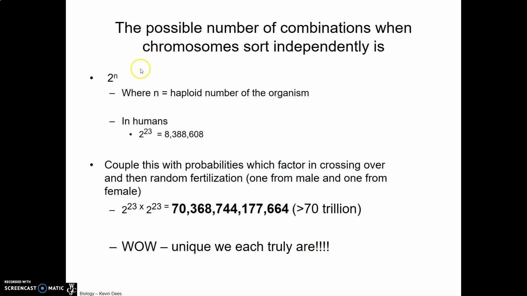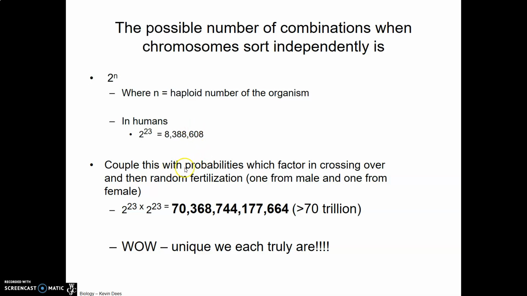You can use some simple math here. 2 to the nth power gives us some of these probabilities to look at how likely it would be for combinations to occur by random chance alone. So in humans, where n is the haploid number of the organism, we have 23, our haploid number is 23. We have 2 to the 23rd power, which is about 8,388,000 different combinations that could be produced.